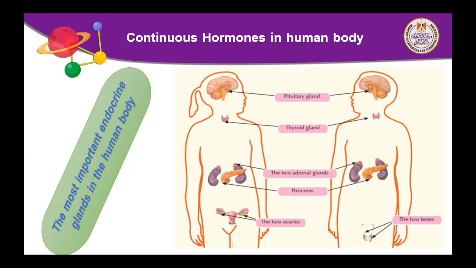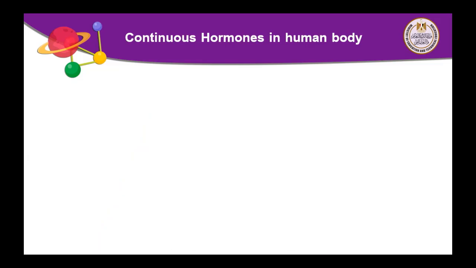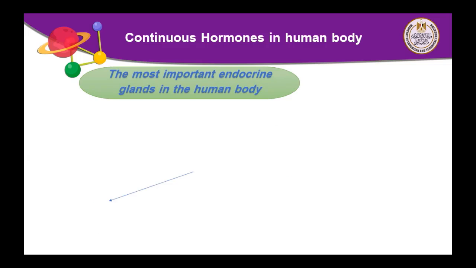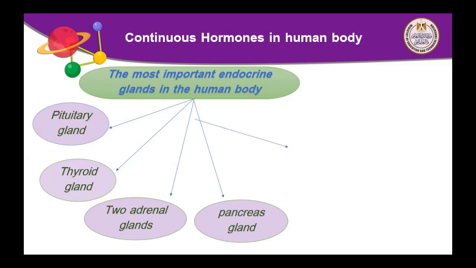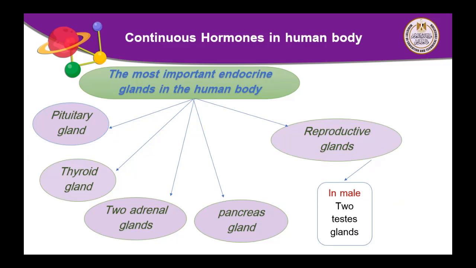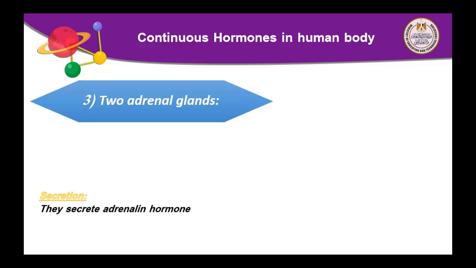We talked about some of the endocrine glands in our body, for example the pituitary gland, thyroid gland, two adrenal glands, pancreas, and two ovaries. There are many glands: pituitary, thyroid, two adrenal glands, pancreas, and the reproductive glands, which are two testes in the male and two ovaries in the female. We talked about the pituitary gland and the thyroid gland in the previous part of this lesson. We know that when a gland secretes hormones in a greater or smaller amount, this causes a hormone disorder.